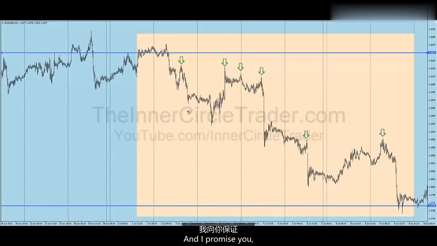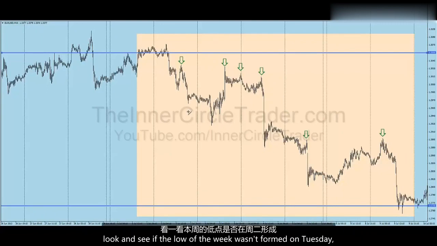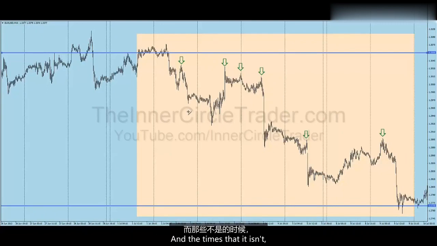And I promise you, if it's the first time you've heard this, it sounds like a whole lot of hindsight mumbo jumbo. It's just too perfectly cherry picked. Go back over the charts yourself, guys. Don't take my word on it. Study it. That's how you get better at this. Dig into it. When bullish market structure suggests higher prices on the daily chart, look and see if the low of the week wasn't formed on Tuesday. And the times that it isn't, it's on Monday or Wednesday. And what does that mean? That means a whole lot, as we're going to discuss here.